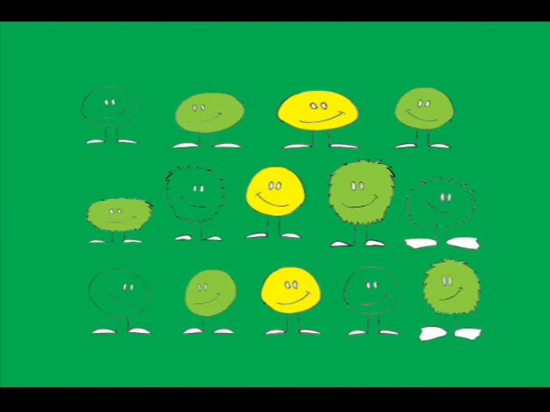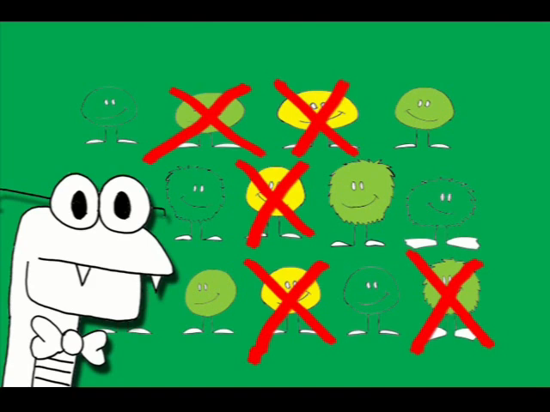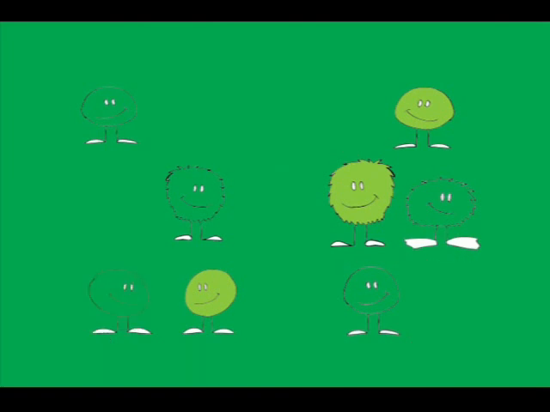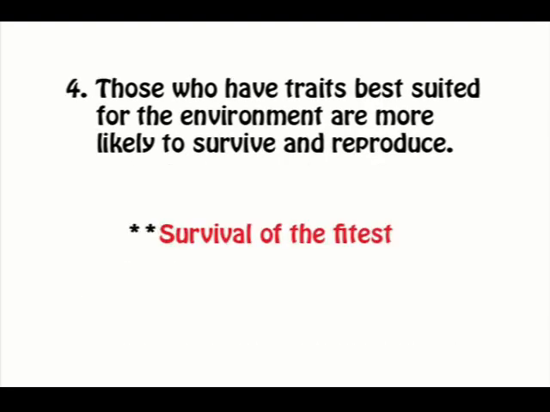Quibbles have a natural predator, a snipe. A snipe relies on its eyesight to hunt for its food. As you can see, the easiest quibbles to pick off are those that don't blend in with their environment. Therefore, the snipe is going to eat those that are less green, leaving behind only those that are more green to reproduce and pass on their traits. Those who have the traits best suited to their environment are more likely to survive to reproduce. Darwin coined this term as survival of the fittest.